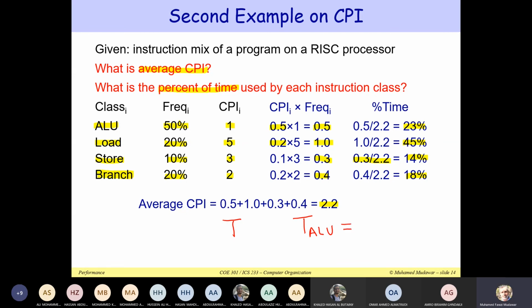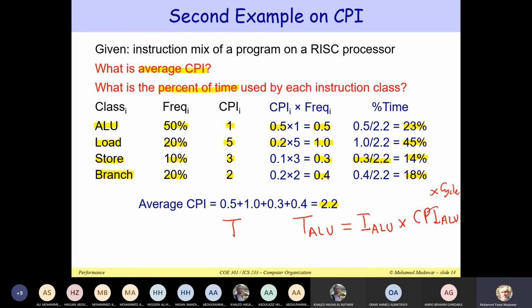So TALU is the instruction count, let me write it down again here. It's the instruction count of the ALU instructions, so it must be I ALU, multiplied by the CPI for the ALU, multiplied by what? By the clock cycle time. So I'm going to write here the clock cycle.